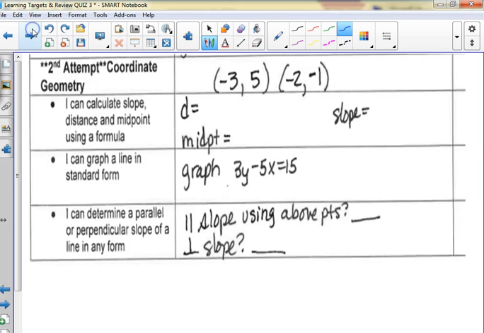All right. Coordinate geometry is on here. Do we need to review all this? Yes, Miss Hoffbauer, because it's been a while and we don't remember. Distance, midpoint, do you remember?